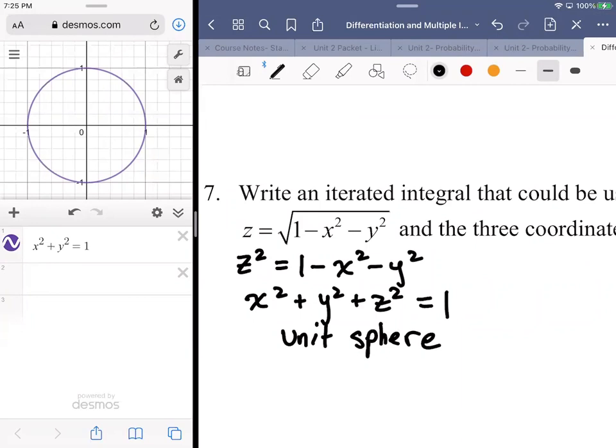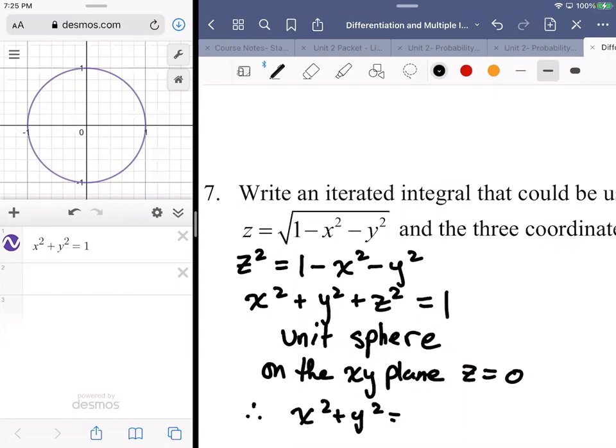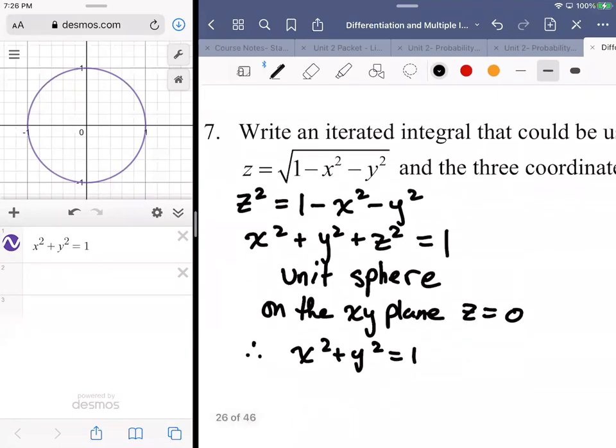All right. On the xy plane, z is equal to 0. Therefore, you would get x squared plus y squared equals 1, which would be the unit circle.